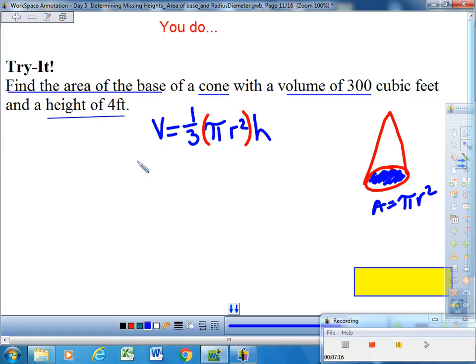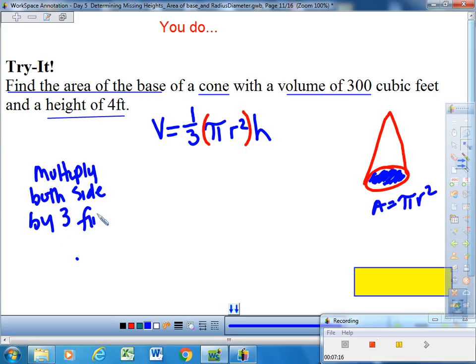So let's fill it in. My volume's 300, oh, sorry. You're going to do this one, but I'm going to give you a little hint. Multiply both sides by 3 first. All that does is cancel out the fraction, and then divide. So teacher, please pause the video to let the students work this one out.